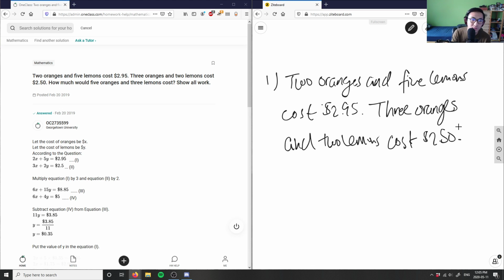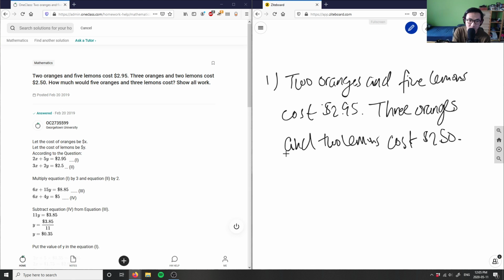Okay, so we're looking at these equations here, and we're trying to solve them. 2 oranges and 5 lemons cost $2.95. 3 oranges and 2 lemons cost $2.50. So basically what we're going to have to do is create some type of algebraic expression.